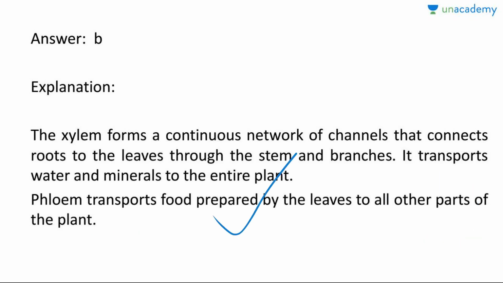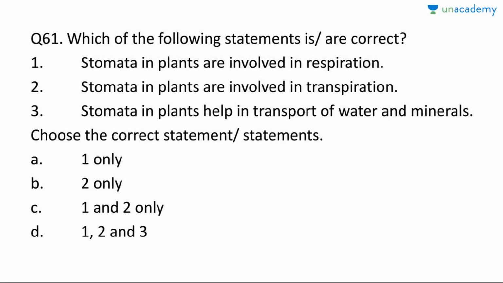Thank you. So we continue our course. So which of the following statements is or are correct? Stomata in plants are involved in respiration. Okay, this is correct. Stomata in plants are involved in transpiration. Like transpiration is loss of water, so that water can be absorbed from roots. Stomata in plants help in transport of water and minerals. This is also correct because they create suction pull through transpiration. So answer here is D, 1, 2, 3.